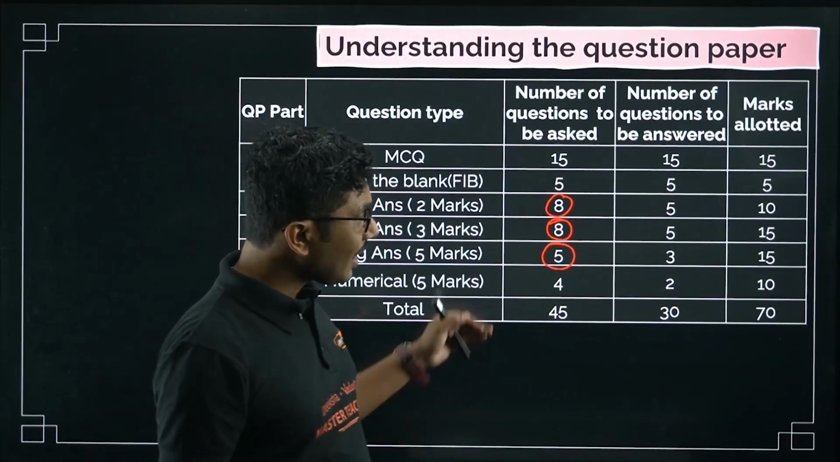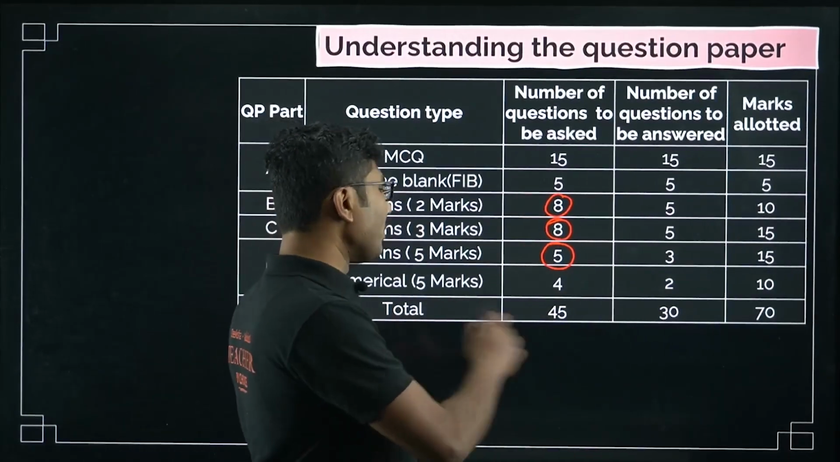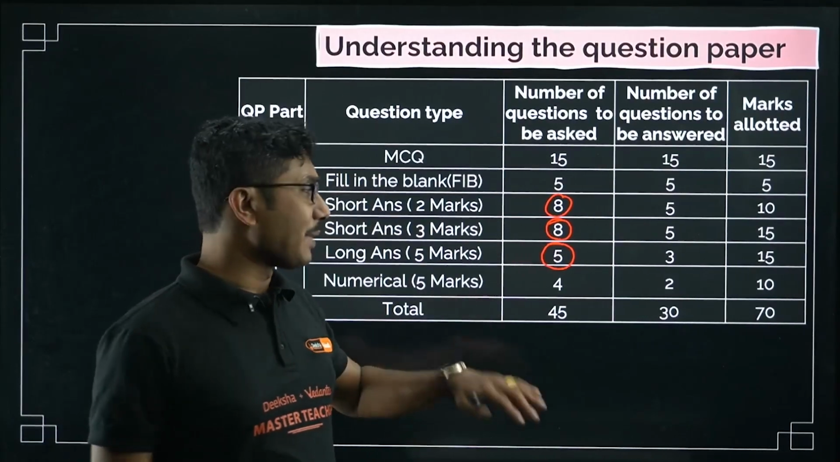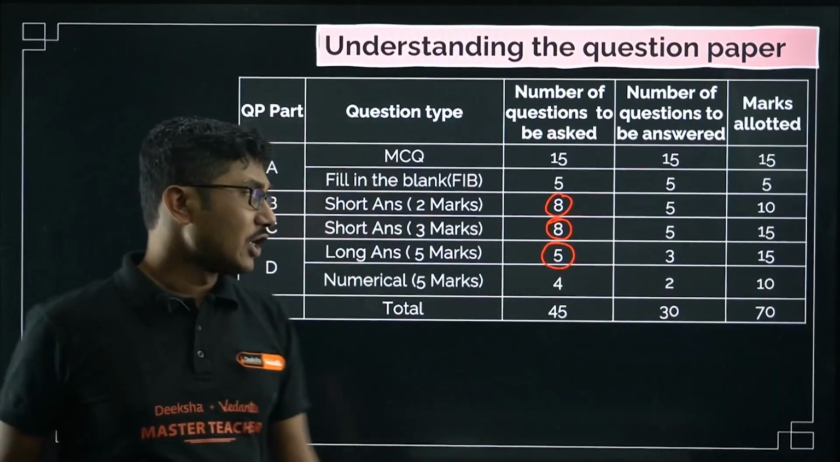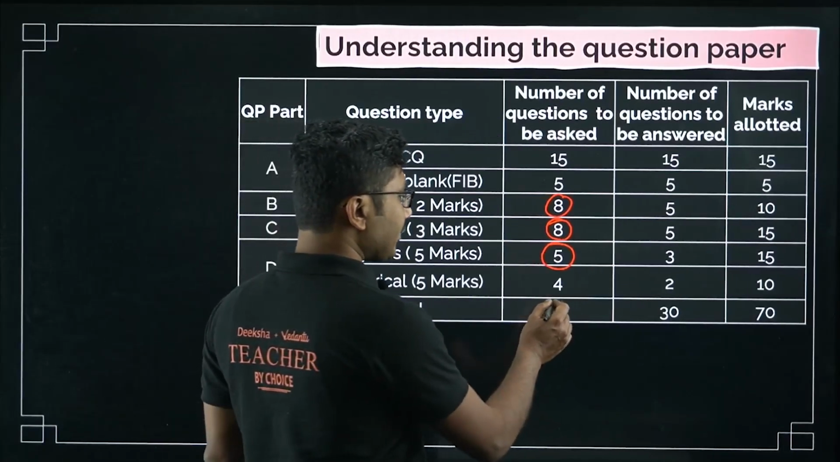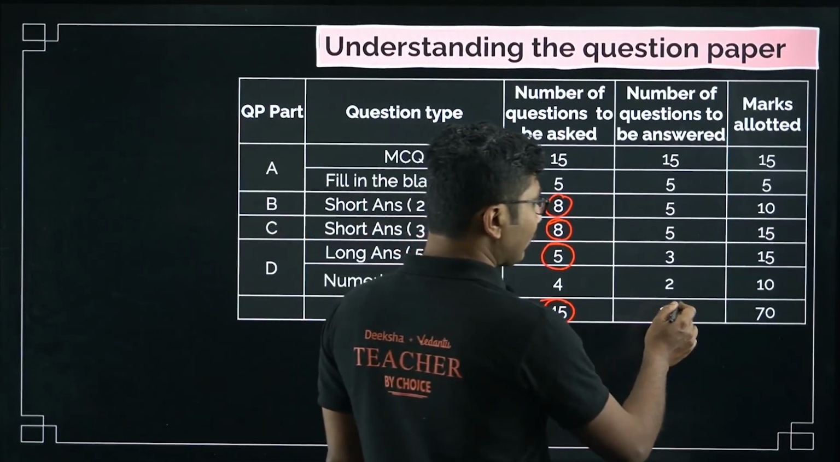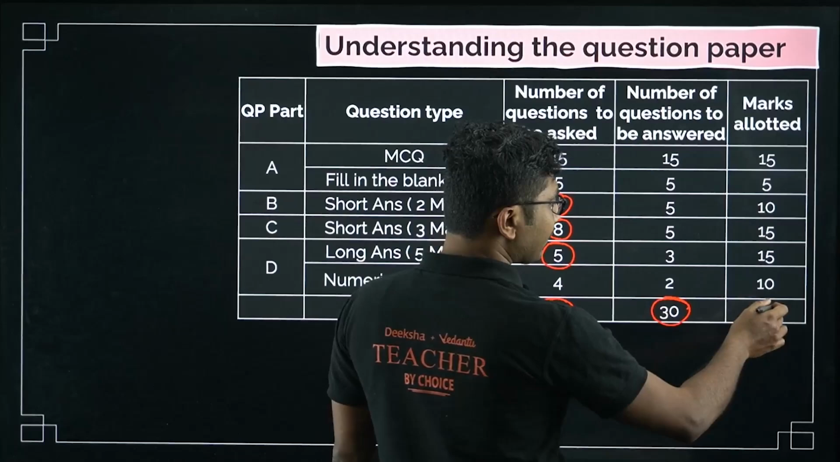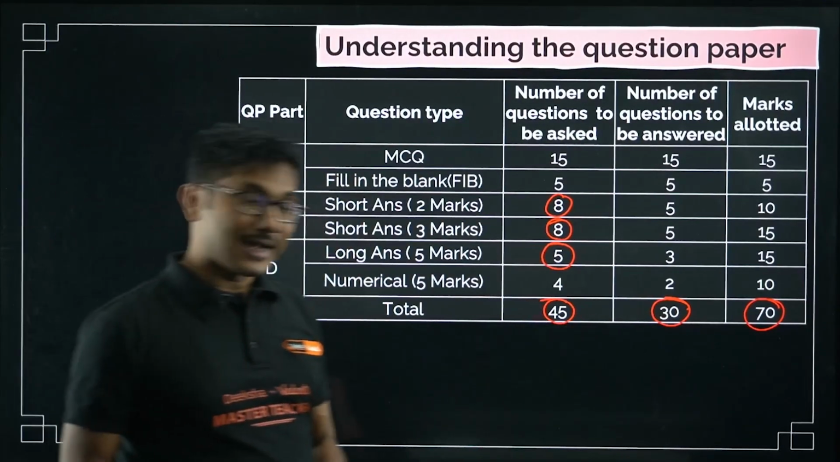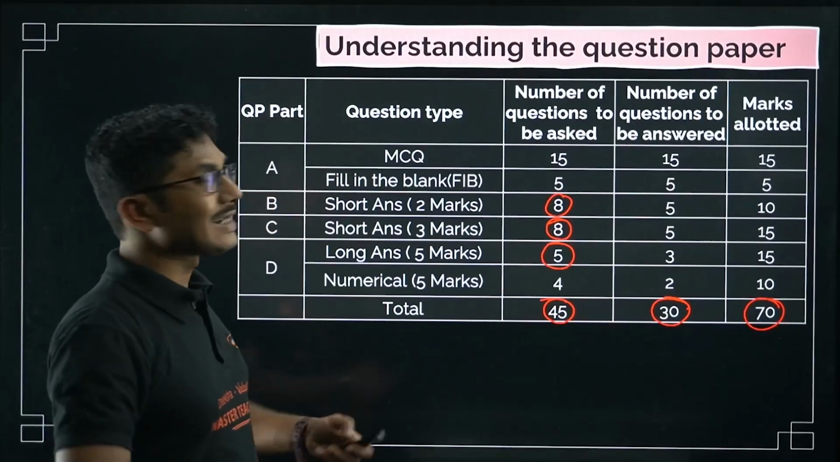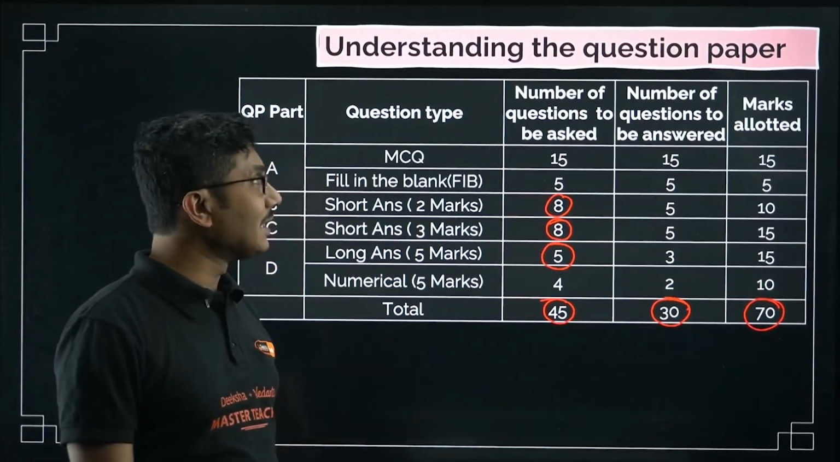And the numerical section is kept as it is, 4 numericals you have to answer and 10 marks for this. So the total number of questions will be 45. You have to answer 30 questions and 70 marks is there in your final exam, right? We all know that. Now let us understand how difficult the paper will be.